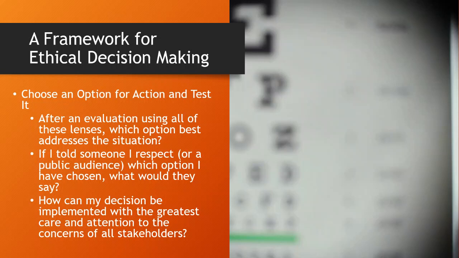So from all of this, go through all of that, choose an option for action, and test it. After evaluating the facts and looking from these different sides, after evaluating using all of these lenses, which option best addresses the situation? If I told someone I respect, or a public audience, which option I have chosen, what would they say? How can my decisions be implemented with the greatest care and attention to the concerns of all stakeholders?